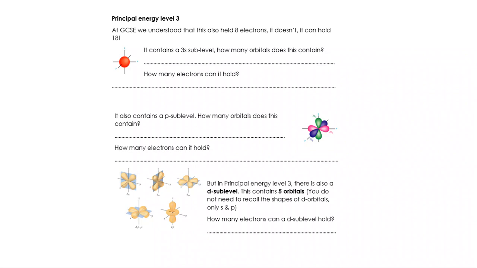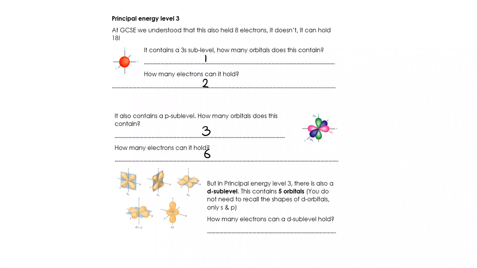Have a think about how many that contains, try the rest of the questions, pause and review when you're ready. So a 3s sublevel, where we know that s sublevels contain 1 orbital and we know that 1 orbital can hold 2 electrons. We also know that it's going to have a p sublevel, and we have already established that that means it's got 3 orbitals. Each orbital can hold 2, so that's a total of 6.